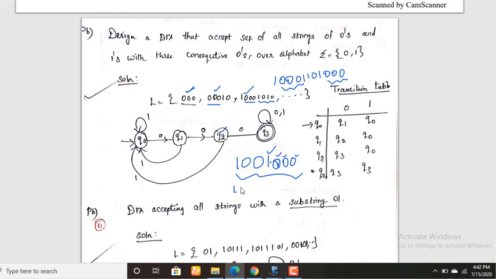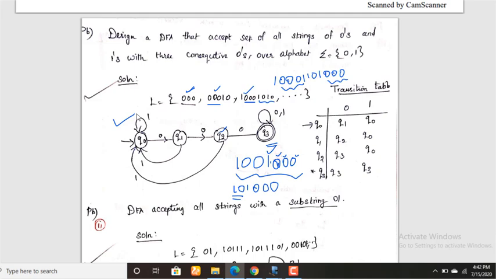If the string comes 1 0, then again 1 0 0 0. On receiving 1, make it a self flow. On receiving 0 it goes to q1. On receiving 1, again back to q0. On appearing 3 zeros, it moves to the final state. Okay, so this is the right DFA for this problem.